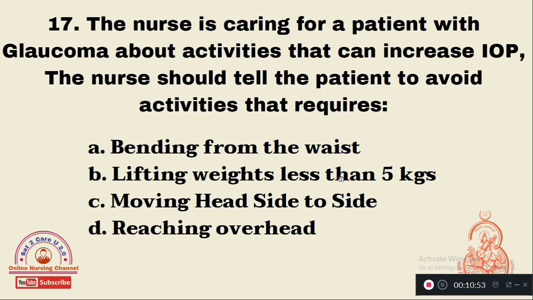Question number 17. The nurse is caring for a patient with glaucoma about activities that can increase intraocular pressure. The nurse should tell the patient to avoid the activities that require option A, bending from the waist, option B, lifting weights less than 5 kg, option C, moving head side to side, option D, reaching overhead. So here the nurse should instruct the patient to avoid bending from the waist, that may increase the intraocular pressure.